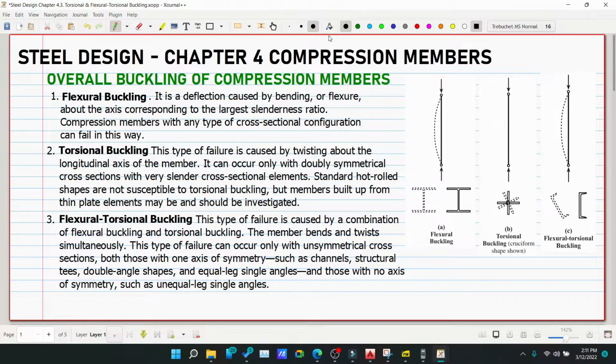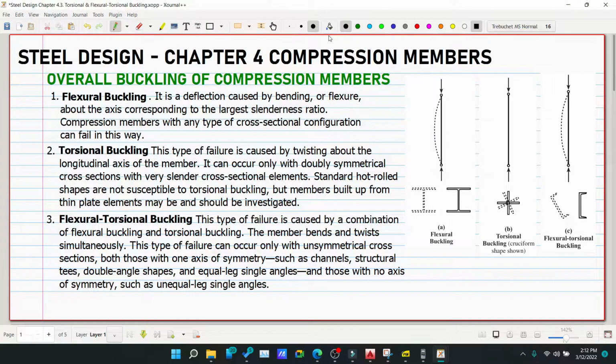Hello everyone, welcome back to CEBack's tutorial channel, and our topic for today is all about the overall buckling of compression members. Last time, ang napag-usapan lang natin doon at na-solve na type of problem is under lamang sa flexural buckling. Though na-introduce na rin namin sa introduction ng chapter 4 yung dalawa pang type ng buckling sa compression member, which is the torsional and the flexural-torsional buckling.